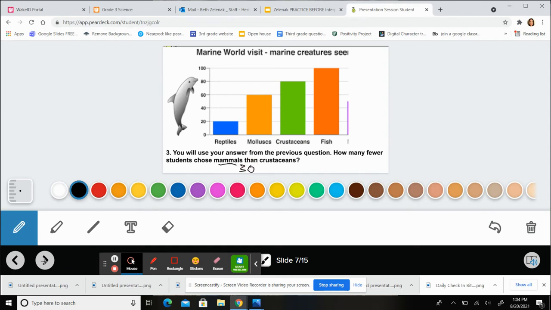And I look for those clue words. How many fewer than means to subtract. And we're talking about crustaceans. So over here, I see crustaceans is 80. And I'm going to do 80 minus 30. My numbers are stacked. I look at my ones place and I look at my tens place. Use your related subtraction. 8 minus 3 is 5. 80 minus 30 is 50.